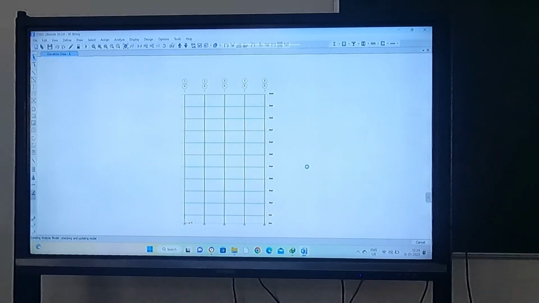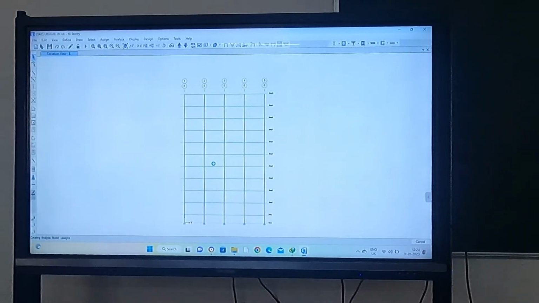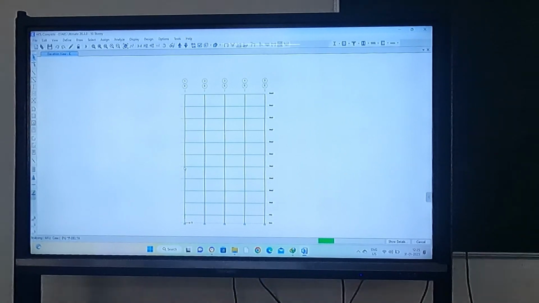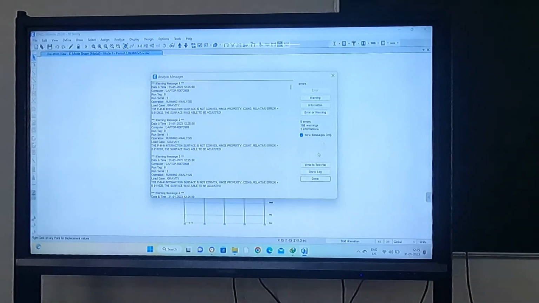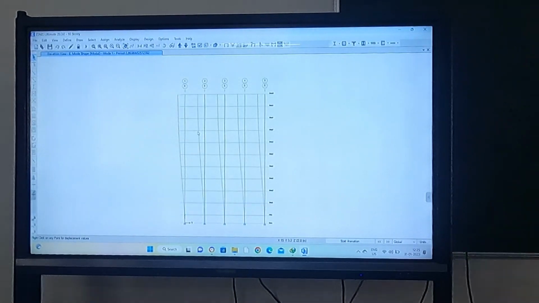Let us run the model again. Okay, so our analysis is ready. Now we can check the results. So first thing, you should always check the mode shape and fundamental period.